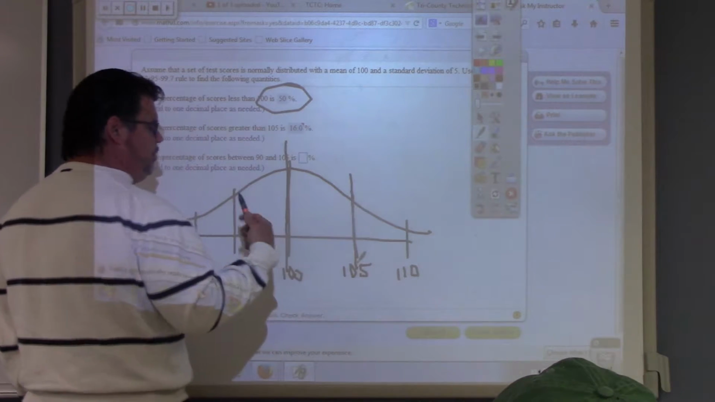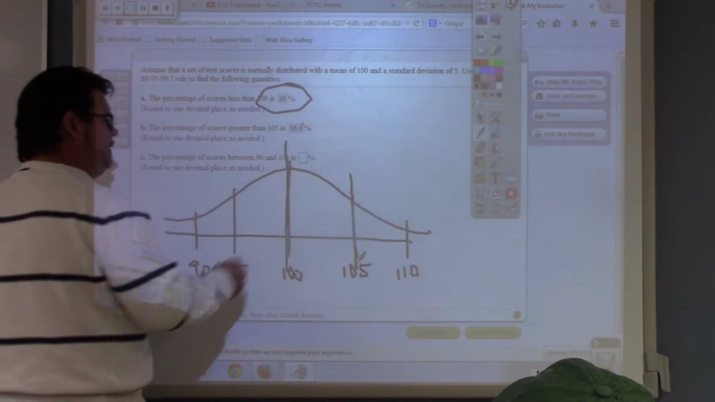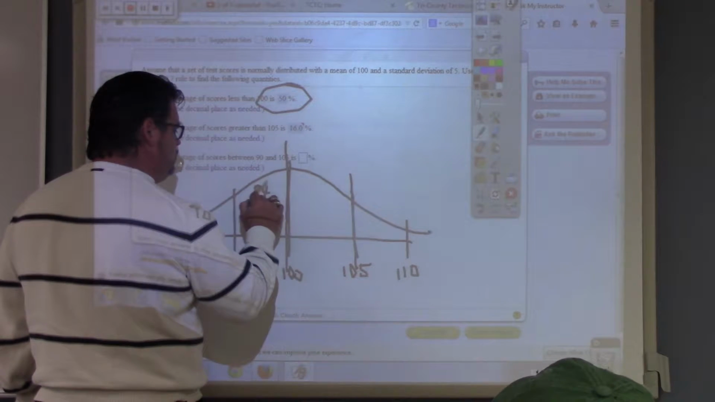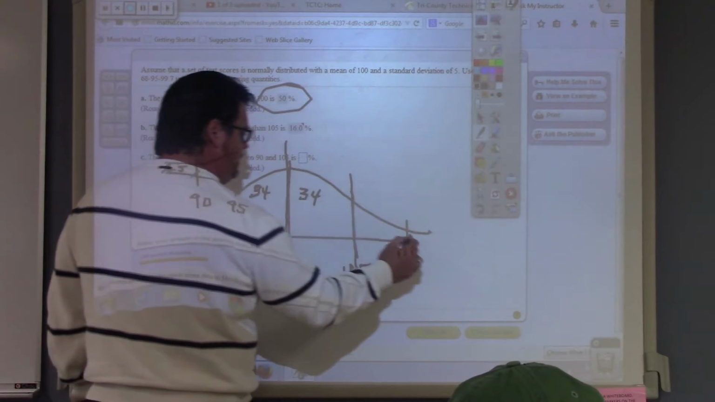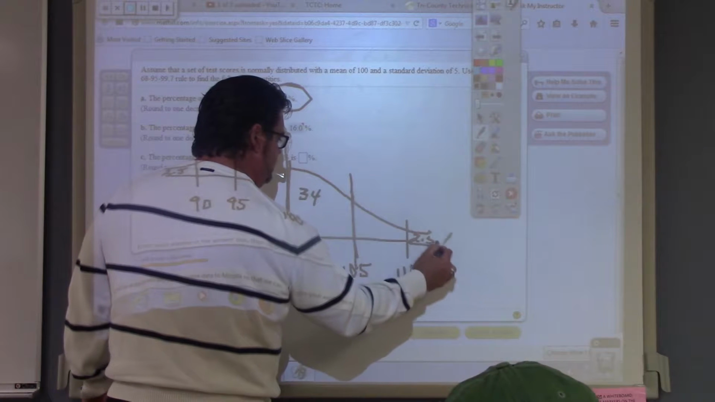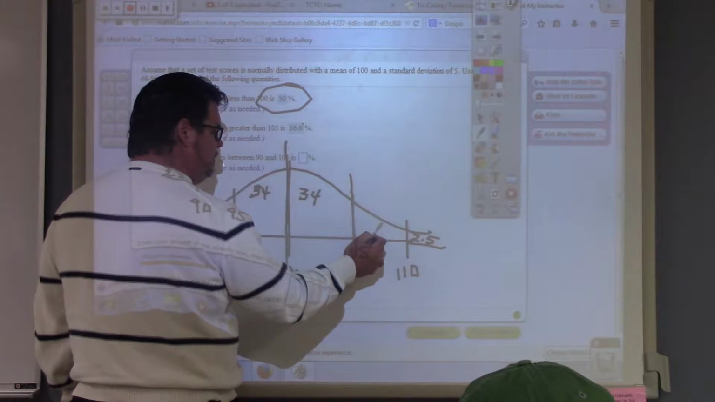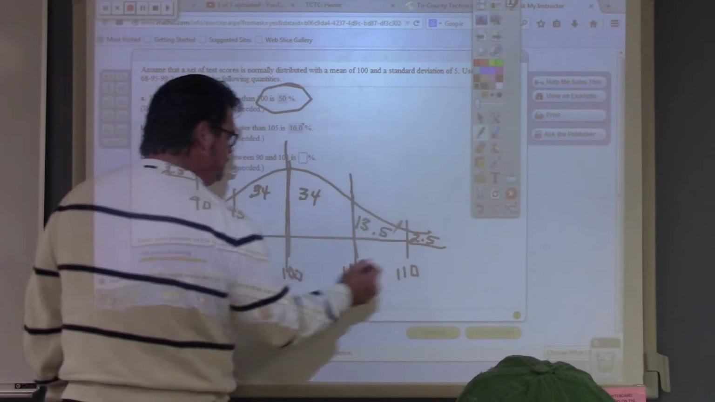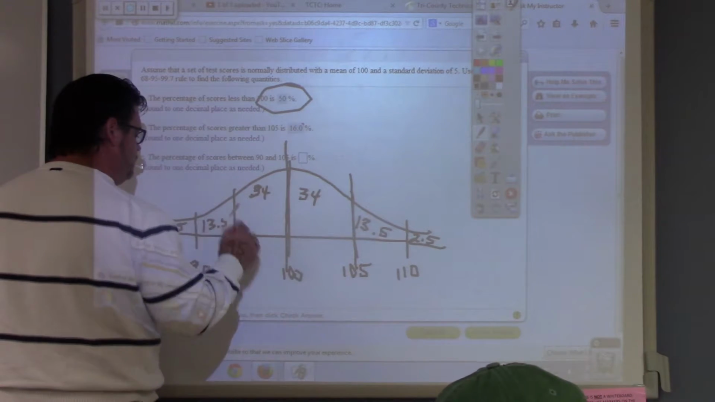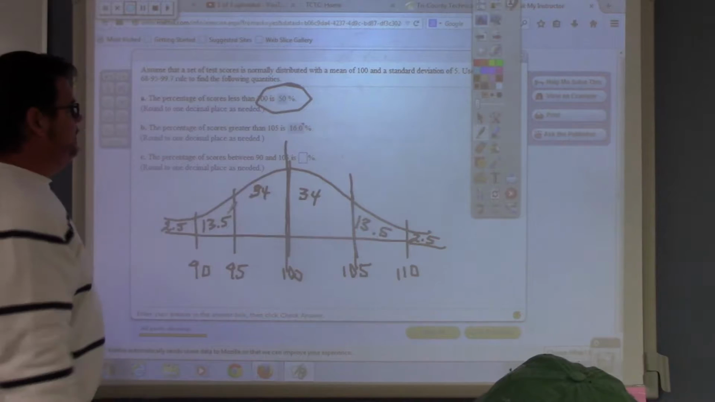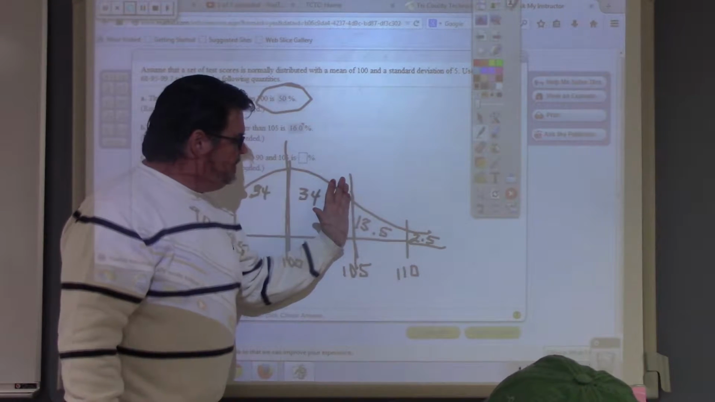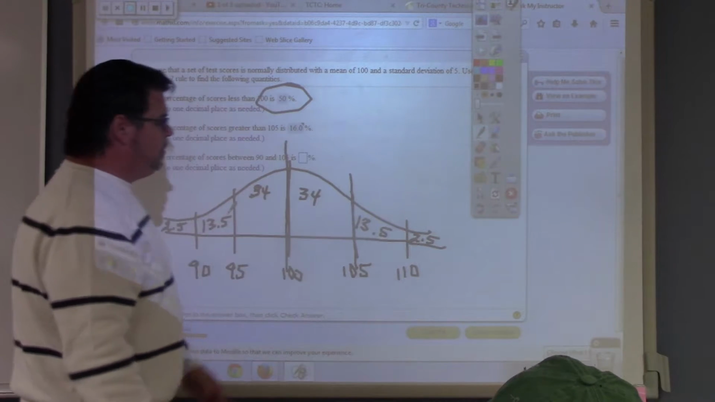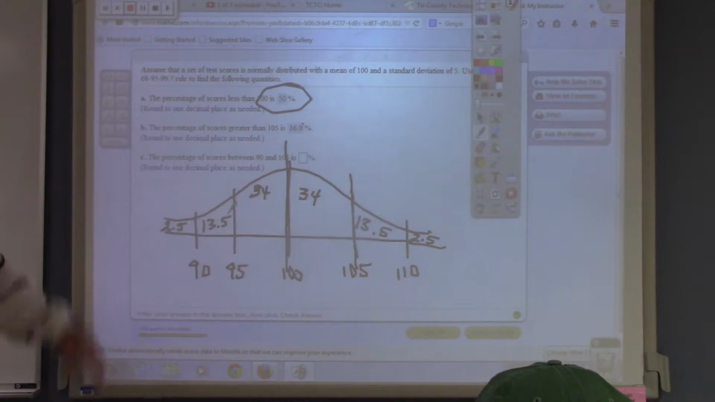So you've got to get to your handy-dandy empirical rule. And this is 34. This is 34. This is 2.5. And this is 2.5. 13.5. Now, if you're wanting to find the numbers that are greater than 105, what do you do? Add. And that's 15%. Or 16. What does it come out to be? 16%. And that's where you get that.